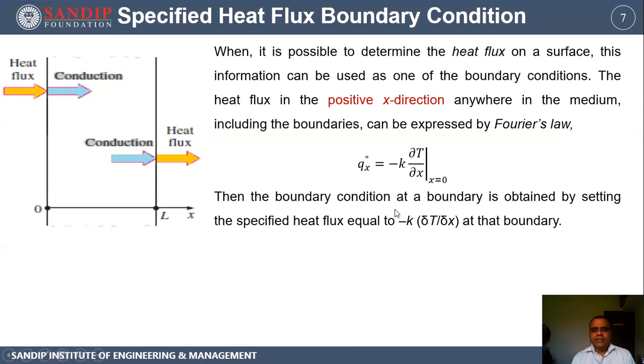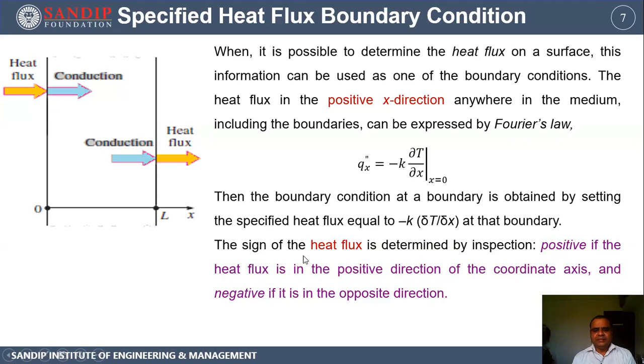Then the boundary condition at the boundary is obtained by setting the specified heat flux equal to minus k del T upon del x at that boundary. As I told you already, x is equal to 0 or x is equal to L, or anywhere. It's not that we can write this only at 0 and L. It depends on the type of problem.